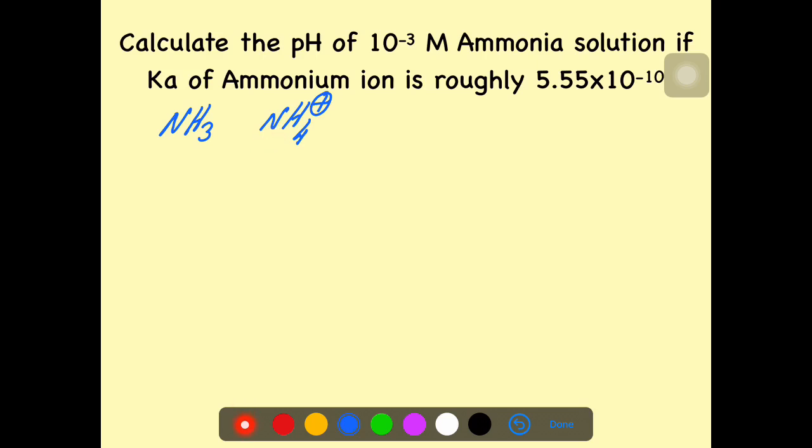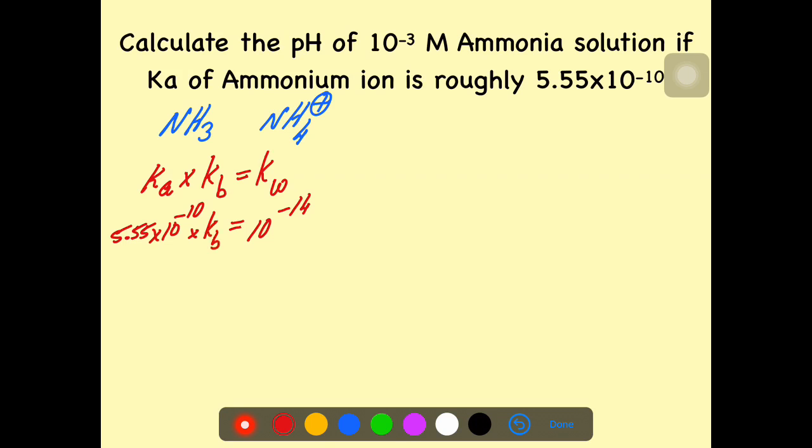Now it is well known that the product of Ka of an acid and Kb of its conjugate base is equal to ionic product of water. Now ionic product of water we all know is 10 raised to minus 14 at 25 degrees Celsius. Ka is given to us in this case 5.55 into 10 raised to minus 10, and what we don't know is the value of Kb. So Kb will turn out to be 10 raised to minus 14 upon 5.55 into 10 raised to minus 10, which turns out to be 1.8 into 10 raised to minus 5. So Kb of ammonia solution or of ammonium hydroxide is 1.8 into 10 raised to minus 5.